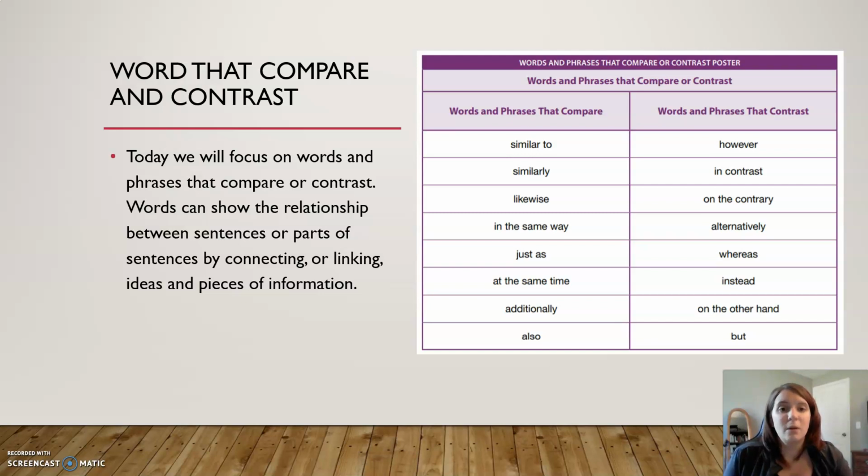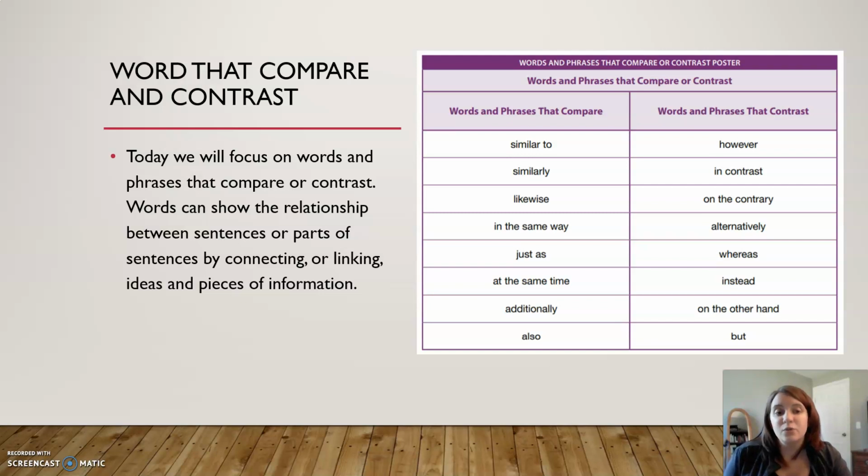So if we're going to compare something, remember that is things that are similar. Well, you might say, this is similar to this, similarly, likewise, in the same way, just as, at the same time, additionally, also. And it's not just limited to that either. These are just a few examples. There are other words and phrases that you can use, but these are the more common ones that will connect two sentences together or connect a sentence's ideas together.